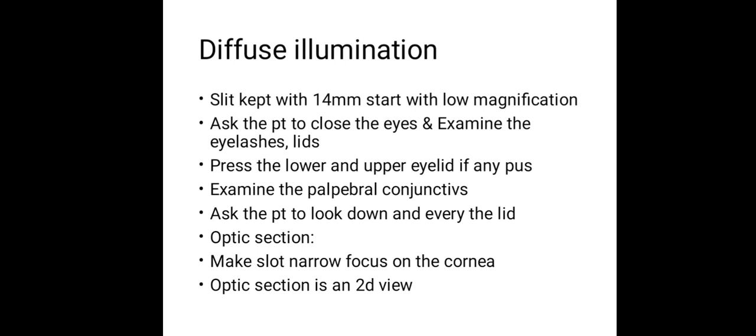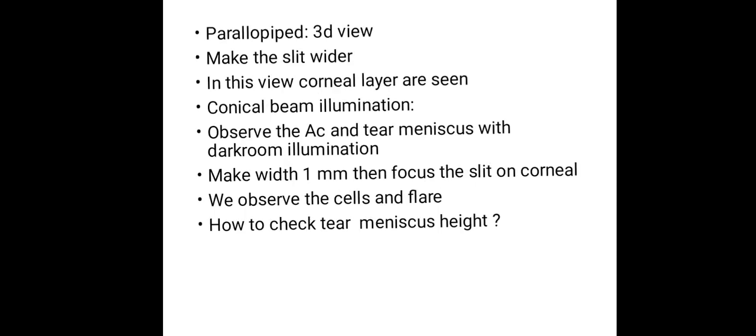Next we will be going for an optic section. It's a narrow slit, and it is known as a 2D view. Next we will be going for parallelepiped illumination. It's a 3D view with a broader slit. It is used to see the corneal layers. And next we will be going for conical beam illumination. It is used to observe the AC and tear meniscus in a darkroom illumination.